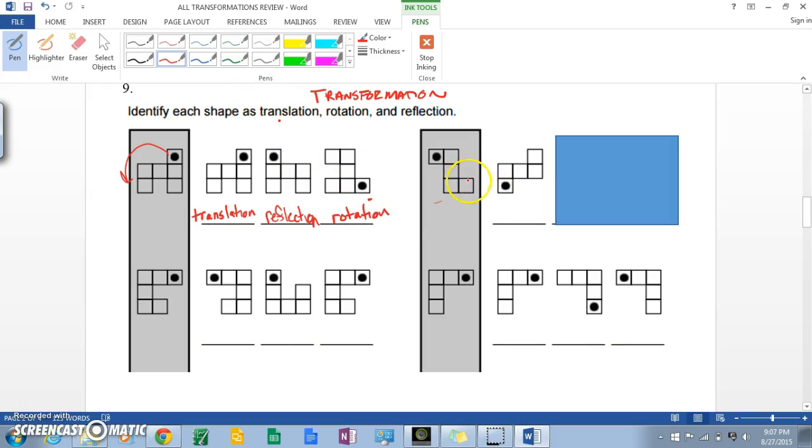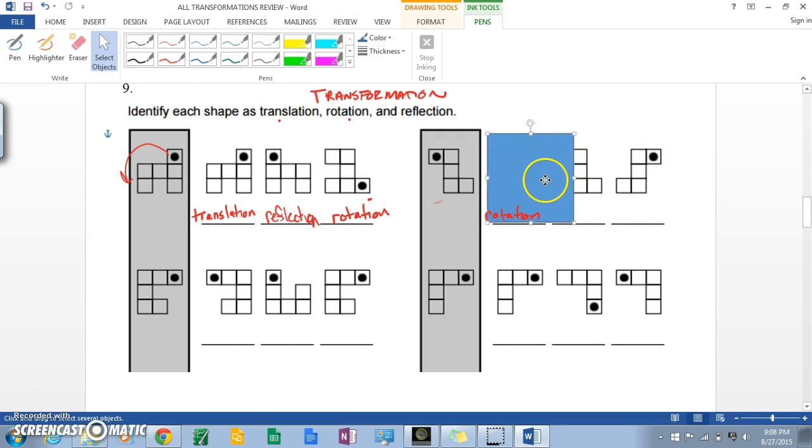Is it a translation? Did it just slide? It did not. Is this a rotation? Did it turn? Yes, it did. All this did was turn. A rotation. Pause if you need to.